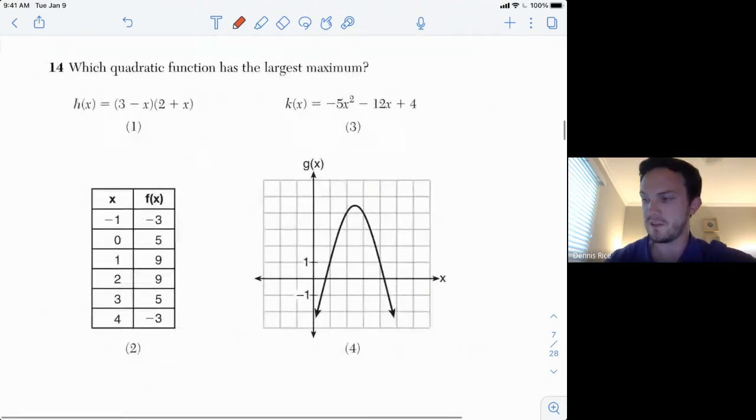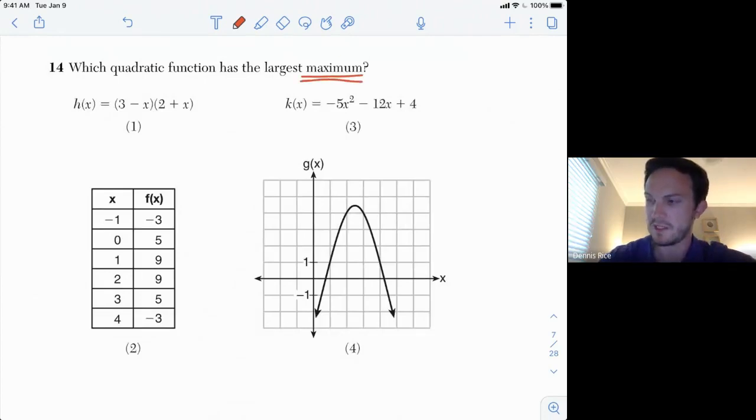All right, which of these has the largest maximum? So what does maximum mean again?